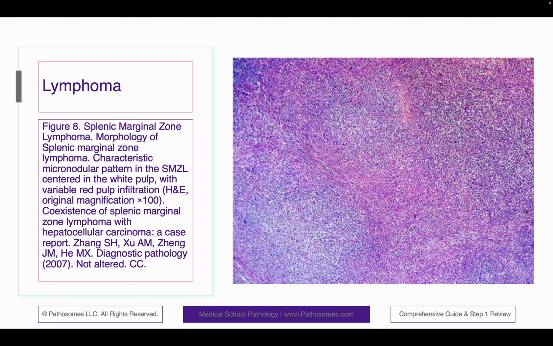Take a look here. This is splenic marginal zone lymphoma. Now, the morphology of splenic marginal zone lymphoma is characterized by a nodular pattern where the lymphoma is centered around white pulp with variable red pulp infiltration.